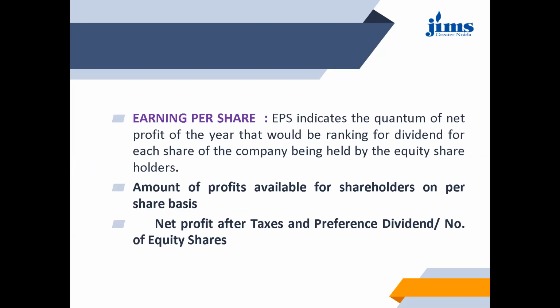Next ratio is earning per share. Earning per share indicates the quantum of net profit of the year that would be ranking for dividend for each share of company being held by the equity shareholders. So amount of profits available for shareholders on per share basis is earning per share. So the formula is net profit after tax and preference dividend divided by number of equity shares.